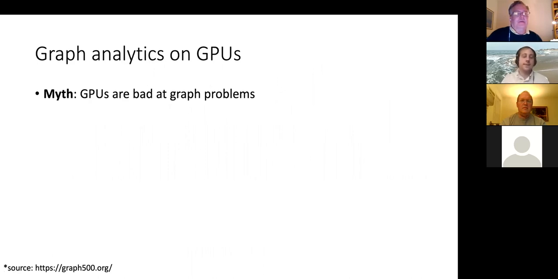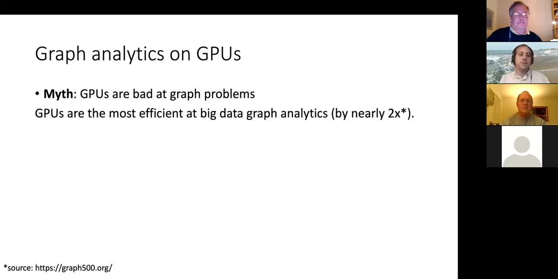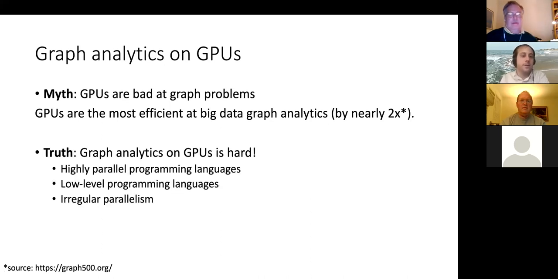So, there's a myth that GPUs are bad at graph problems. And typically when I present this work, somebody will raise their hand at this point and say that. So I'm going to preempt that and have this on a slide. The truth is that GPUs are actually the most efficient devices for big data graph analytics. This is by nearly a factor of two. And you can look at the Graph 500, which is similarly like the world record for the most efficient graph computations, and you can see that the most energy efficient graph computations are on GPUs.